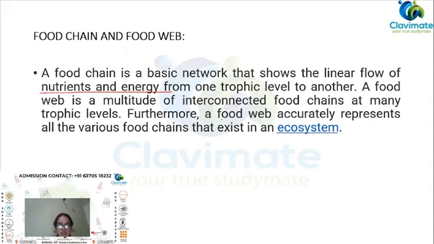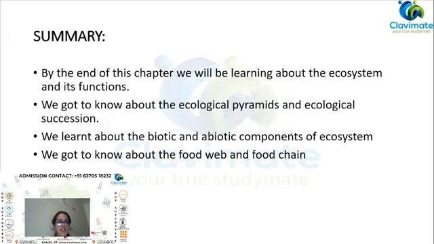A simplified definition: a food web represents all the various food chains that exist in an ecosystem, whereas a food chain shows the linear flow of nutrients and energy from one trophic level to another. This is the difference between a food chain and food web. By the end of this chapter, we have learned about the ecosystem, its functions, and ecological pyramids. We have also learned about biotic and abiotic components, food web, and food chain.